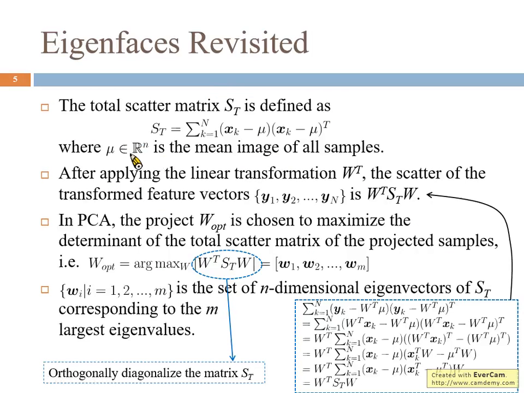With such definition, the total scatter matrix ST is defined like this. So here we show the scatter matrix in the original space. We can see here sk minus mu multiplied by sk minus mu transpose, where mu is an n-dimensional vector and is the mean average of all samples. So here we describe how the total variation of all face images relates to the mean face.